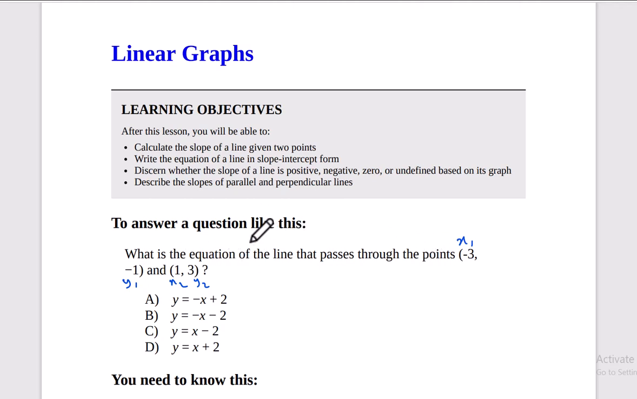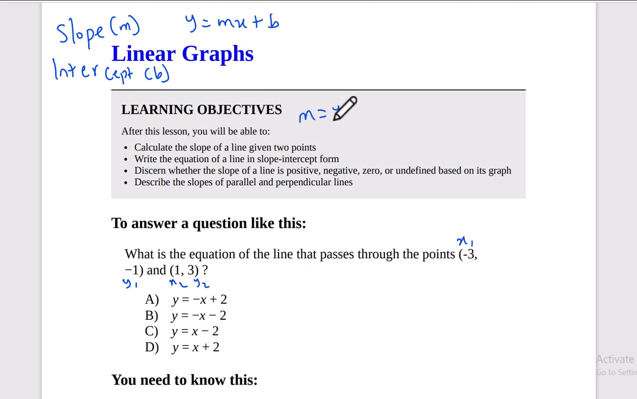Now, if you want to write the equation of a line, you need two things. First, you need the slope, which is indicated with m. I also need to know the intercept, indicated with b. So we are using the formula y equal to mx plus b. This is what we're working with. So what's the formula for slope? Slope is y2 minus y1 all over x2 minus x1.